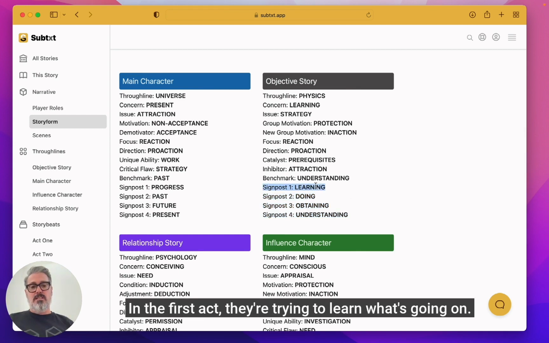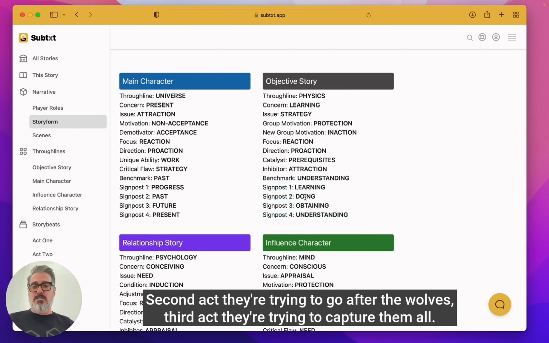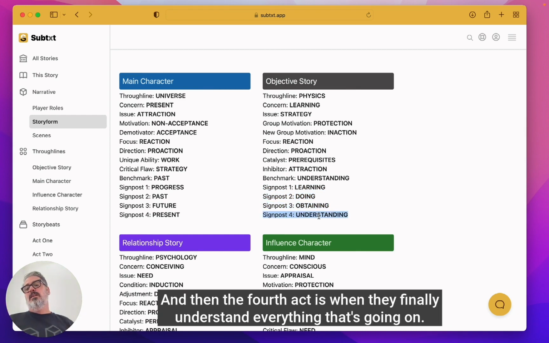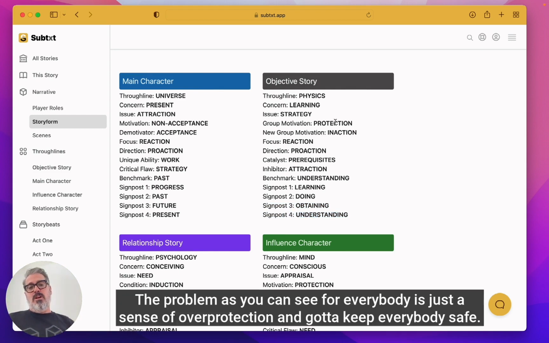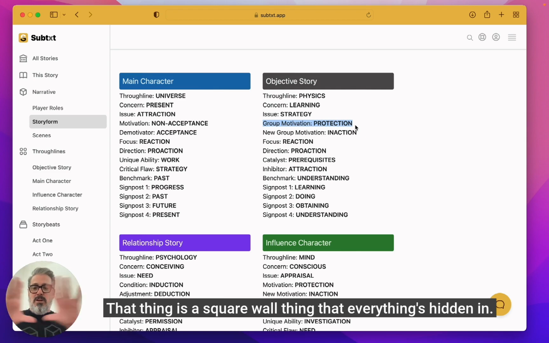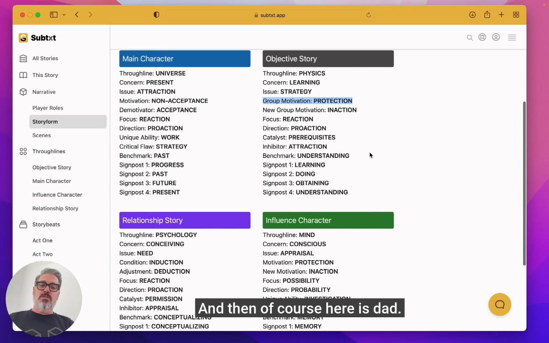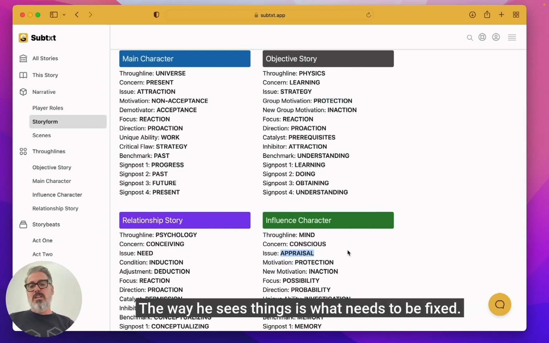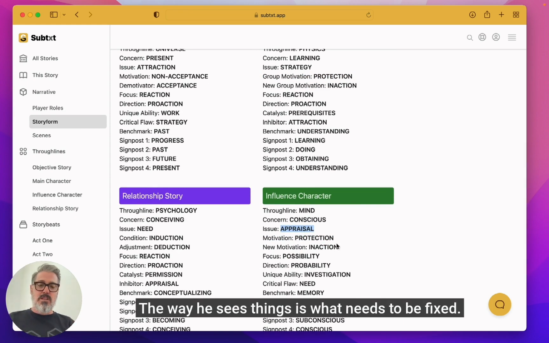Just with those choices, you can see in here exactly what happens act by act. In the first act, they're trying to learn what's going on. Second act, they're trying to go after the wolves. Third act, they're trying to capture them all. And then the fourth act is when they finally understand everything that's going on. The problem, as you can see, for everybody is just this sense of overprotection. Got to keep everybody safe, keep the walls all closed, a square wall thing that everything's hidden in. And then, of course, here's dad, same thing. The way he sees things is what needs to be fixed.